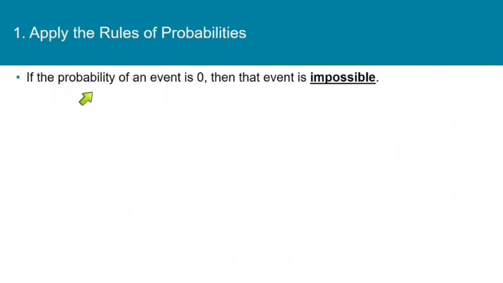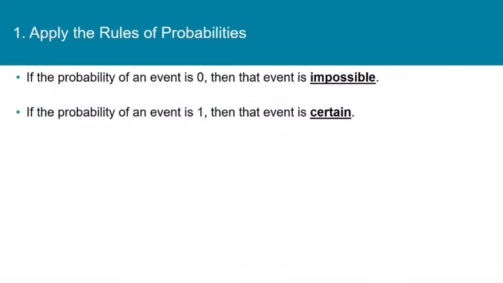Now, if the probability of an event is 0, then that event is totally impossible. And if the probability of an event is 1, then that event is absolutely certain. And remember that it's not possible for a probability to be less than 0 or greater than 1. So all other probabilities must be somewhere between impossible and certain. So somewhere between 0 and 1.